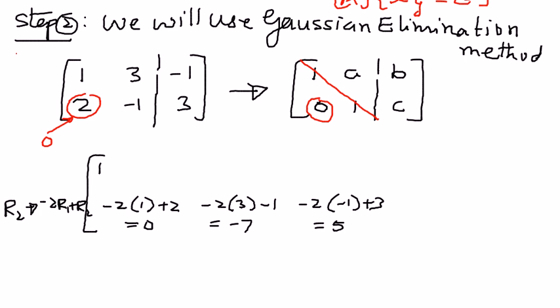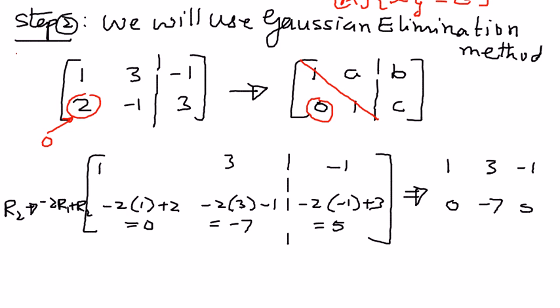And the terms we have just above these are 3 and negative 1. So we can draw this line here. And if we were to write this out in a clean manner, it is going to look like this: 1, 3, negative 1, 0, negative 7, and 5.